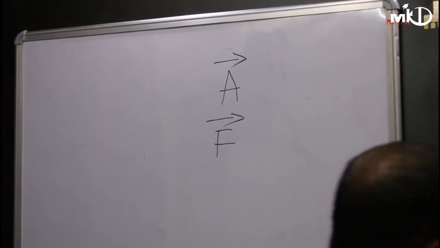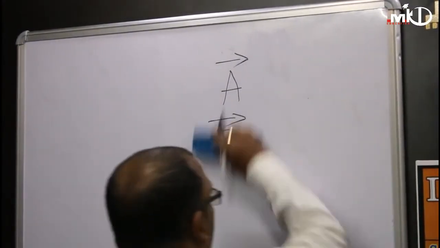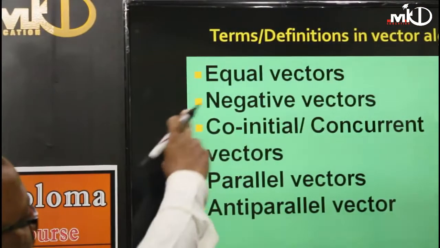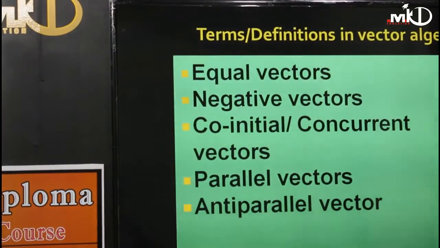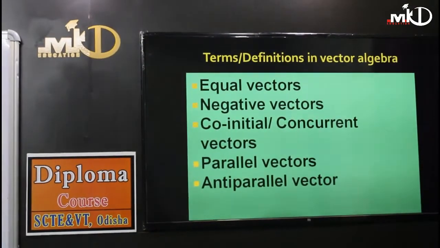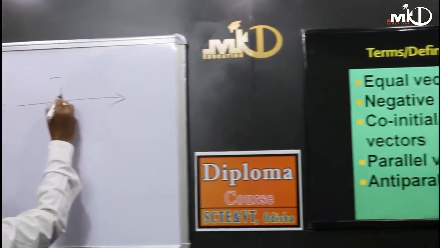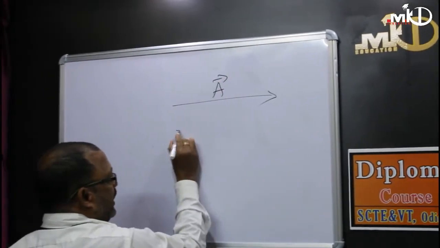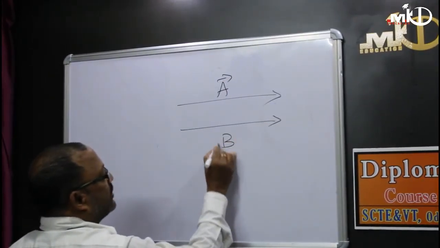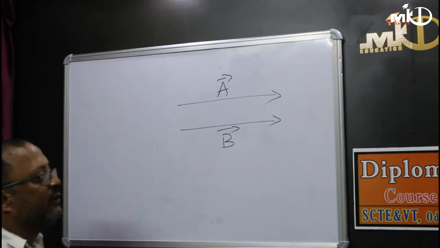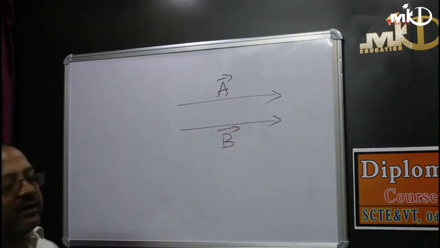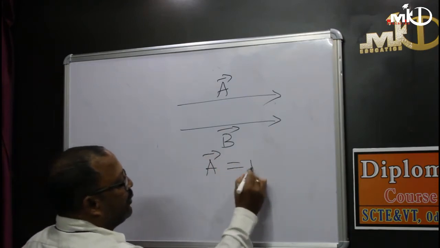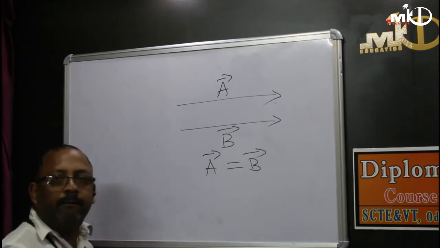Next we will switch over to the terms and definitions or variations of vector quantity. First is equal vectors. Two vectors are said to be equal if both have the same magnitude and the same direction. Suppose this is vector A and this is vector B, and both have the same direction and the same magnitude. Then we will say that vector A and vector B are equal vectors. That will be represented as A vector is equal to B vector. That is called equal vector.